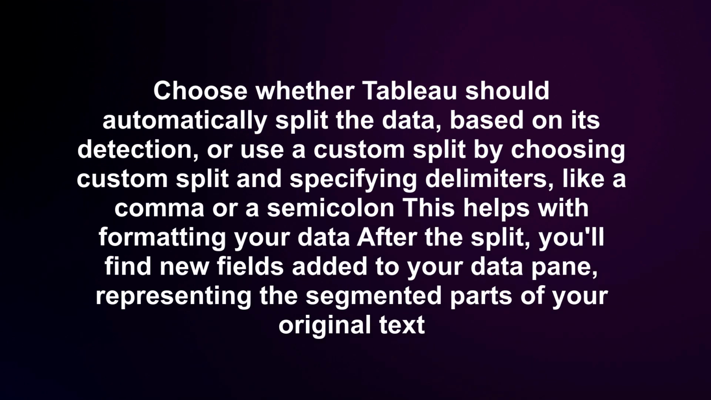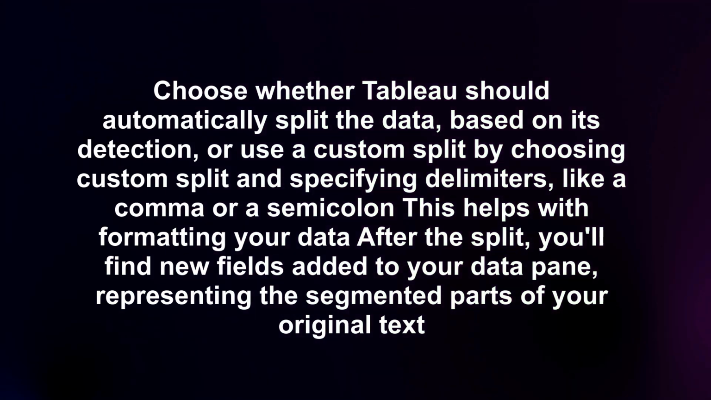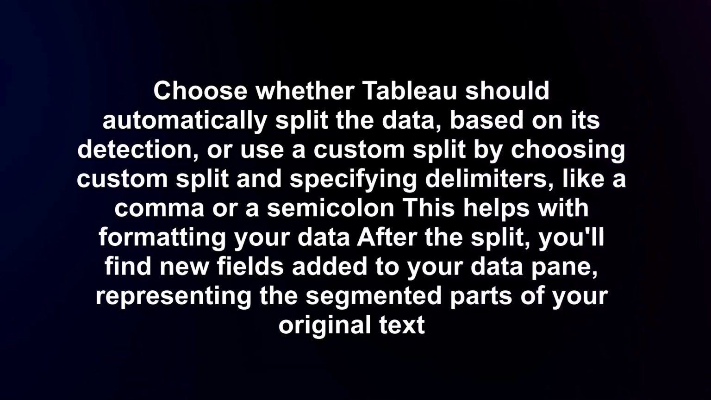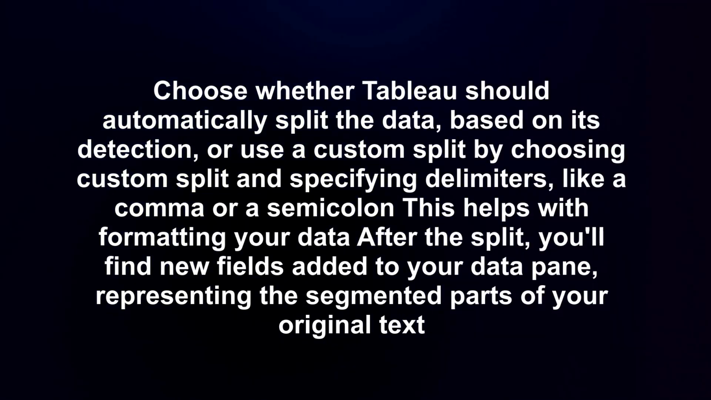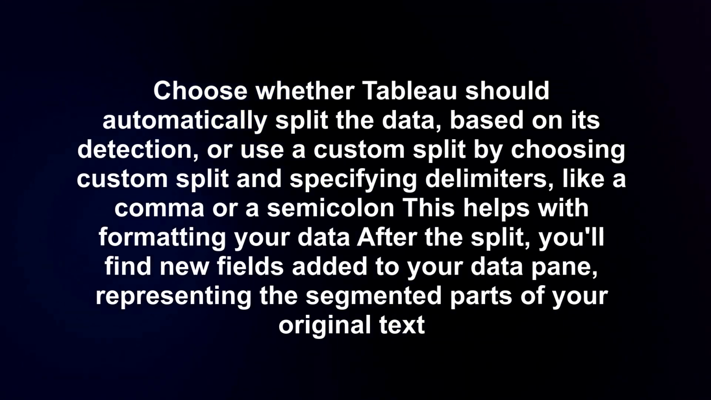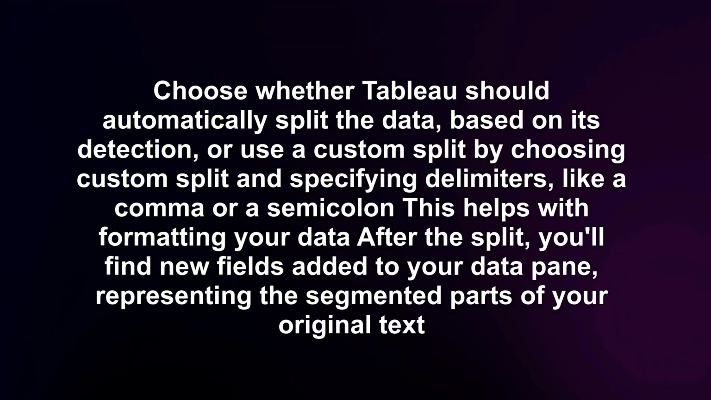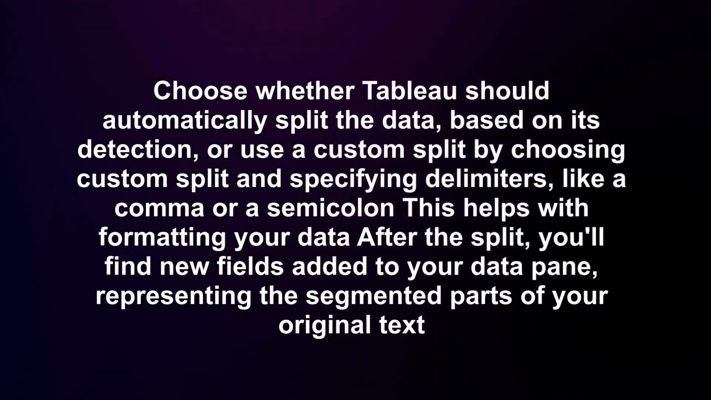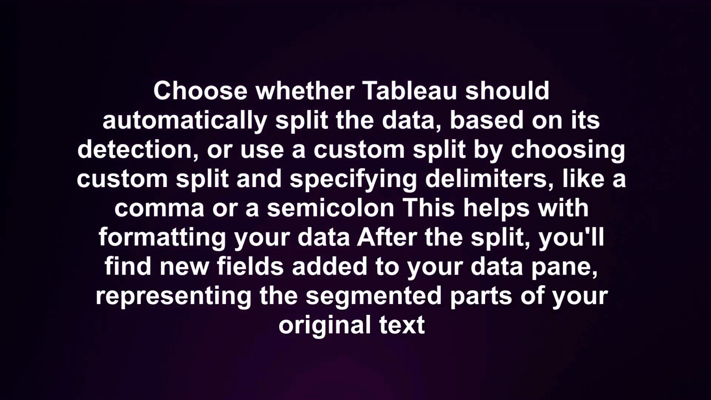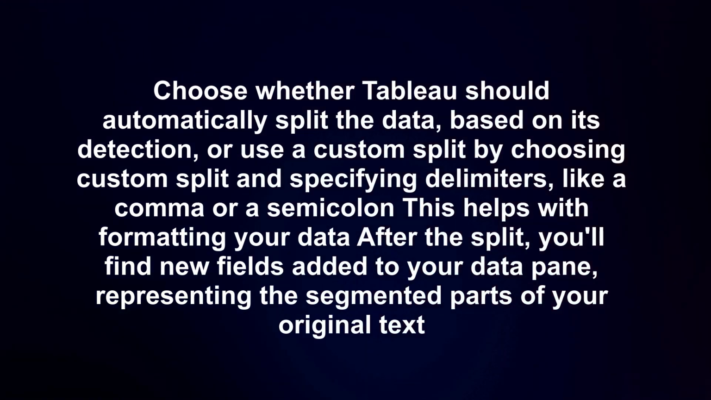Choose whether Tableau should automatically split the data based on its detection, or use a custom split by choosing custom split and specifying delimiters, like a comma or a semicolon. This helps with formatting your data. After the split, you'll find new fields added to your data pane, representing the segmented parts of your original text.